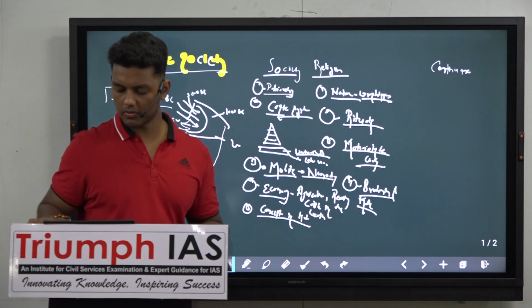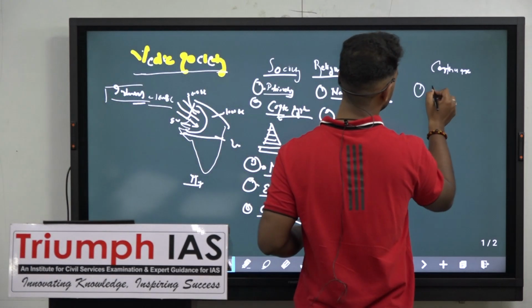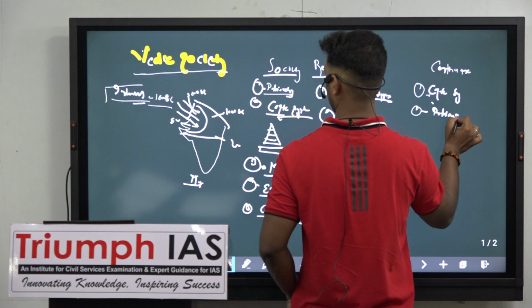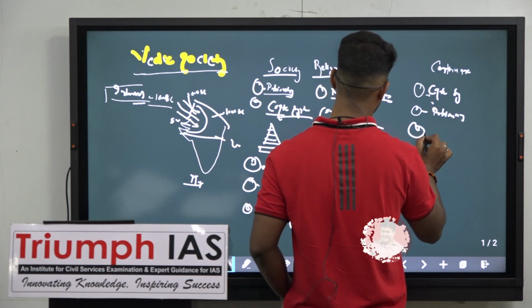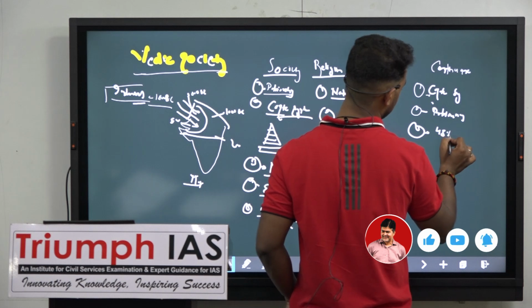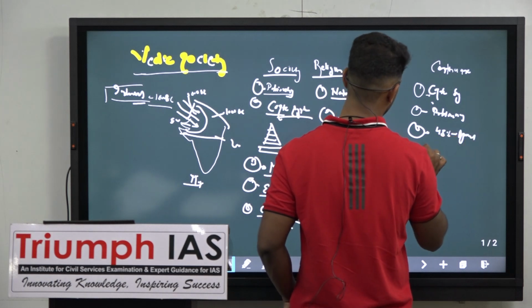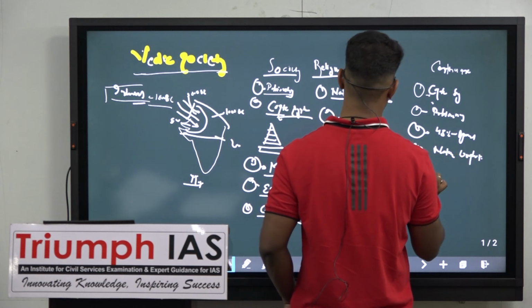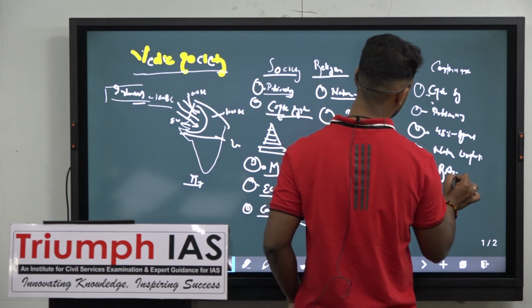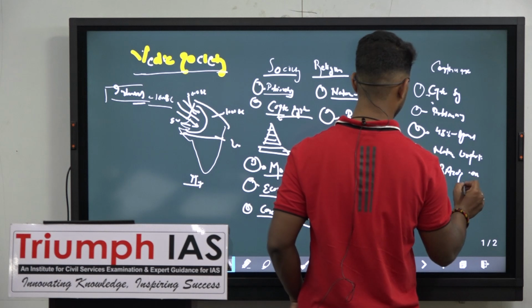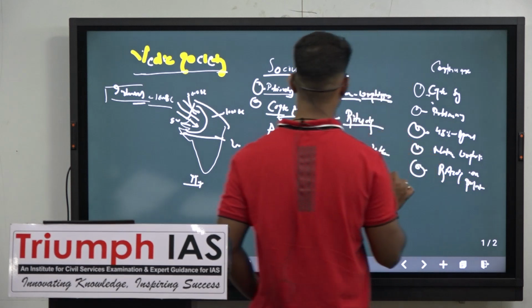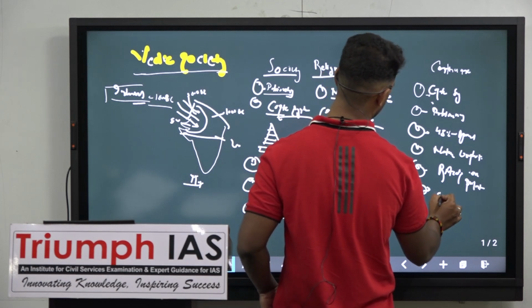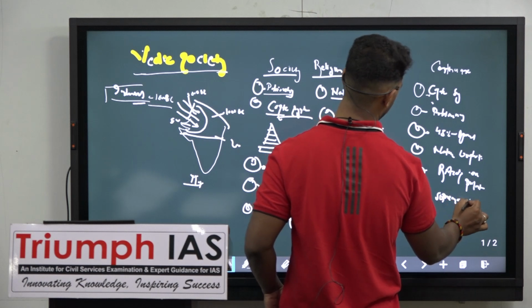Now in terms of continuance, we can see the caste system is there, patriarchy is there, more than 45% of the population is still agrarian. Nature worship is there. Again, rituals are yet present, and supremacy of Brahmins in rituals is there.